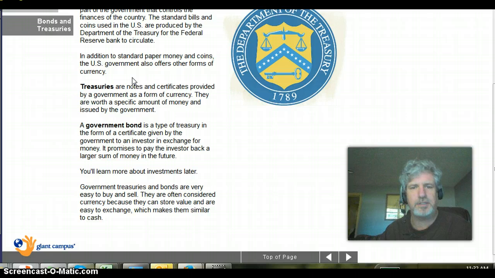Treasuries are notes and certificates provided by a government as a form of currency. They are worth a specific amount of money and issued by the government. A government bond is a type of treasury in the form of a certificate given by the government to an investor in exchange for money. It promises to pay the investor back a large sum of money in the future. You'll learn more about investments later. Government treasuries and bonds are very easy to buy and sell, and they're often considered currency because they can store value and are easy to exchange, which makes them similar to cash.